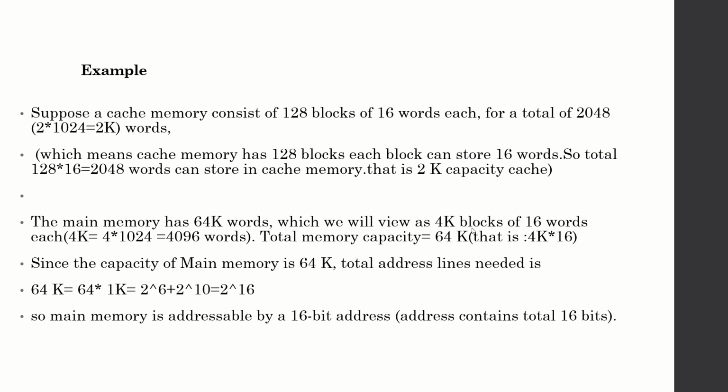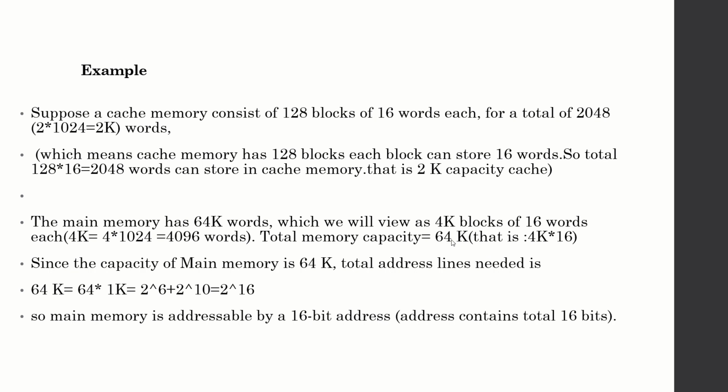And we can view this as 4 kilobyte blocks. 4 kilobyte means 4096 blocks of 16 words each. So 4 kilobyte is equal to 4 into 1024, which is equal to 4096 blocks. If you want to calculate the total capacity, I said how you got 64K: 4096 blocks, each block contains 16 words. If you multiply both values, you will get 65,000-something. Divided by 1024, it will give you 64. So the total capacity of the main memory is 64 kilobyte.